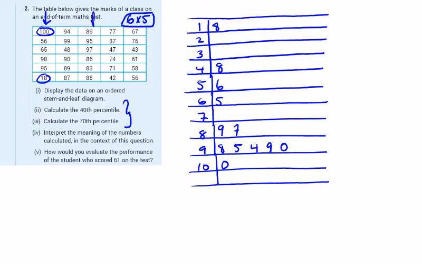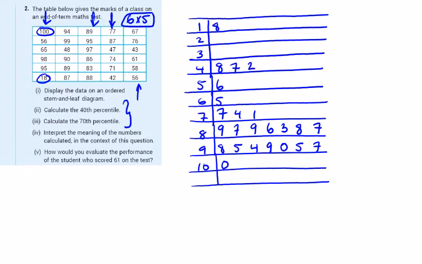Then we're on to column 3: 89, 95, 97, 86, 83, and 88. All high scores: 77, 87, 77, 87, 47, 74, 71, 42, and then we have the last column.